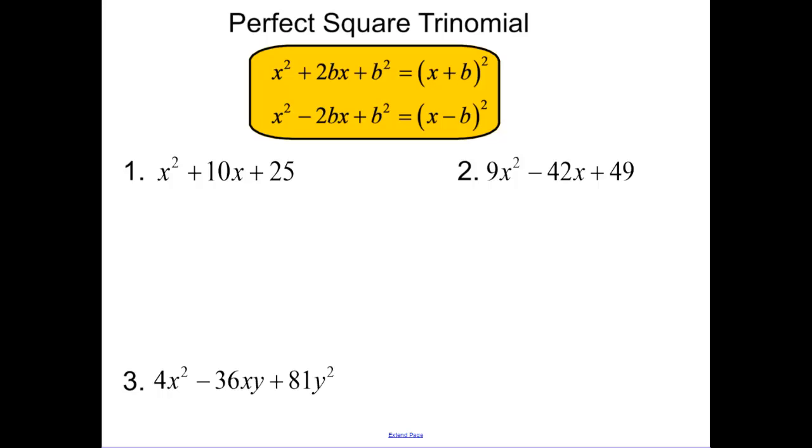Now, perfect square trinomials. This happens when your first term is a perfect square, the second term is a perfect square, and the middle term is twice the product of the square roots of those. So for this first one, the first term's a perfect square, the last term's a perfect square. Is our middle term 2 times 5 times x? It is, so it's our perfect square trinomial.